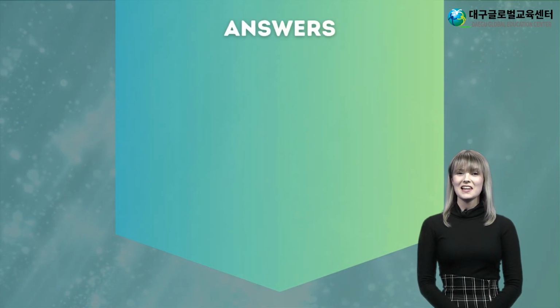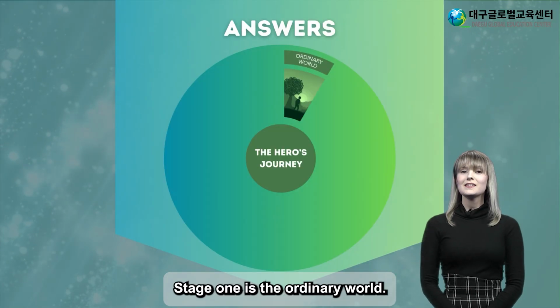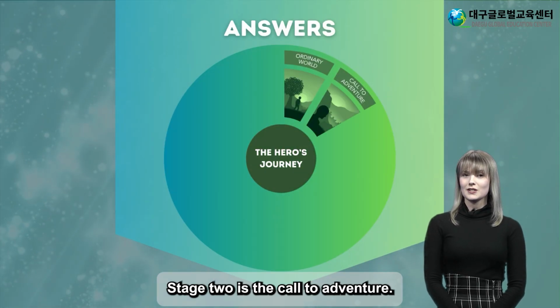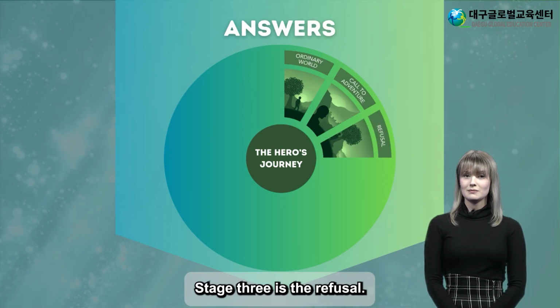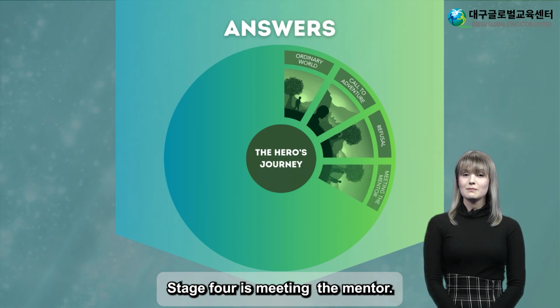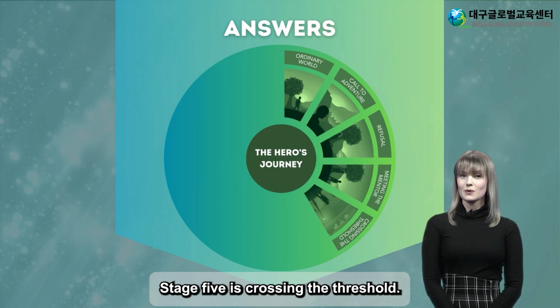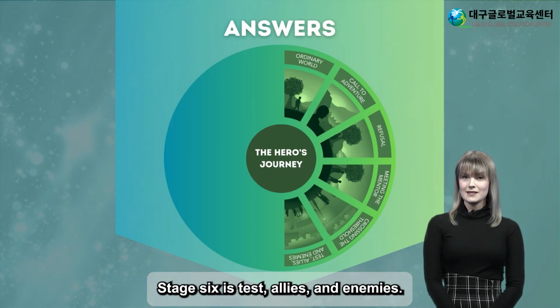Time's up. Let's go through the answers. Stage 1 is the ordinary world. Stage 2 is the call to adventure. Stage 3 is the refusal. Stage 4 is meeting the mentor. Stage 5 is crossing the threshold. Stage 6 is test, allies and enemies.